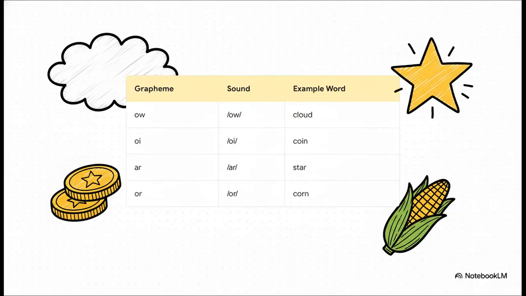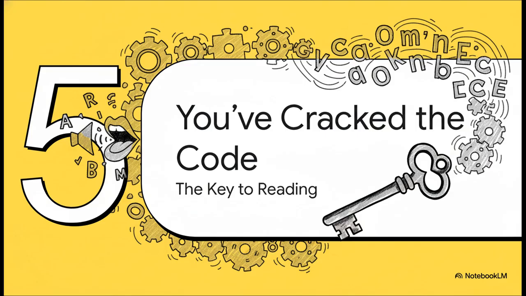You've got ow making the ow sound in cloud, oi making the oi sound in coin, and then you have the real bossy letter R, which completely takes over the vowel before it, giving us sounds like ar in star and or in corn. And there you have it. Just like that, you've seen behind the curtain. It's not just a bunch of random, chaotic spelling rules. It's a code built on these things called phonemes and graphemes. And once you start seeing those patterns, you've cracked it.